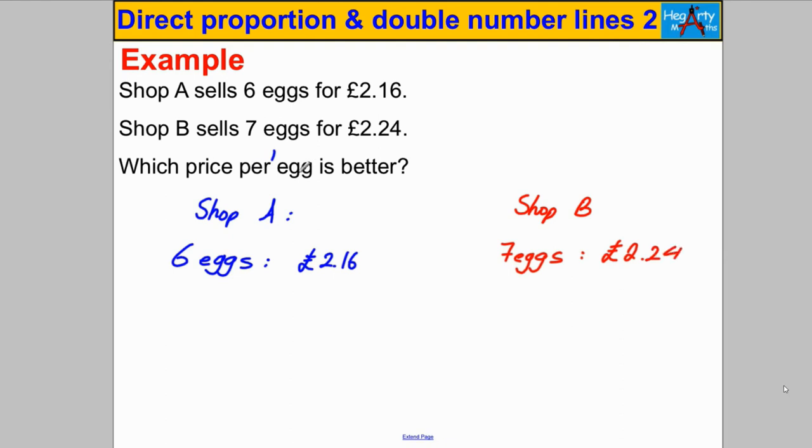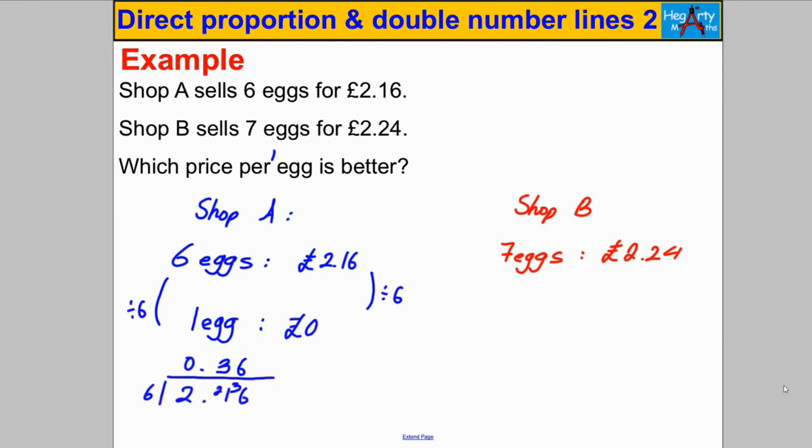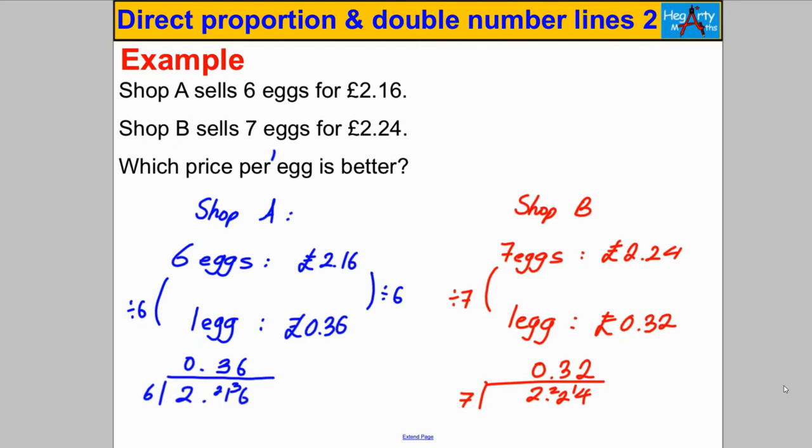So we want the price per one egg. So we want this number here to be 1. So we're going to divide by 6 to get 1 egg here. And we're going to have to work out £2.16 divided by 6. Let's go off and do that. So it's 0.36 or 36p for 1 egg in shop A. Over here, we want the value of 1 egg as well. So we're going to have to divide by 7. And we're going to have to go off and do £2.24 divided by 7. So 1 egg here is 0.32, or 32p.